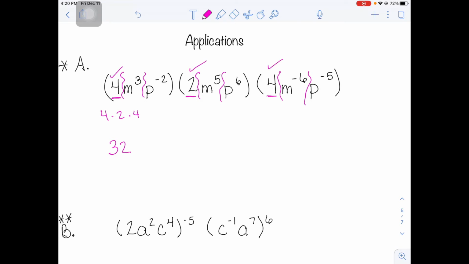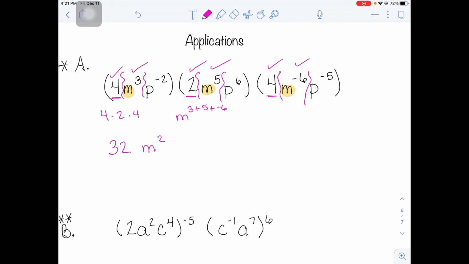Now let's look at my m's. So I have a like base of an M, and an M. What I have here is an M, and I have a 3 plus a 5 plus a negative 6. When I put all those together, 3 plus 5 is 8. 8 plus a negative 6 is 2. So I have M to the 2. So the M's are taken care of.